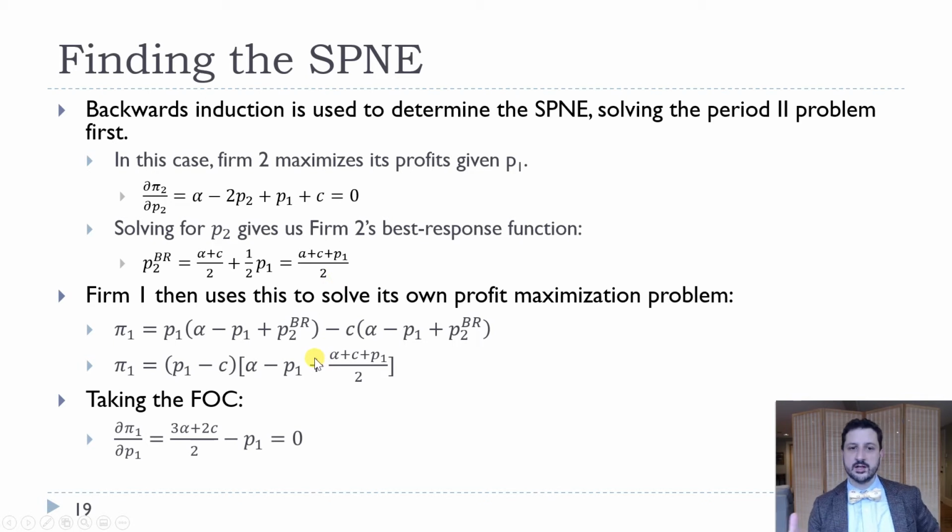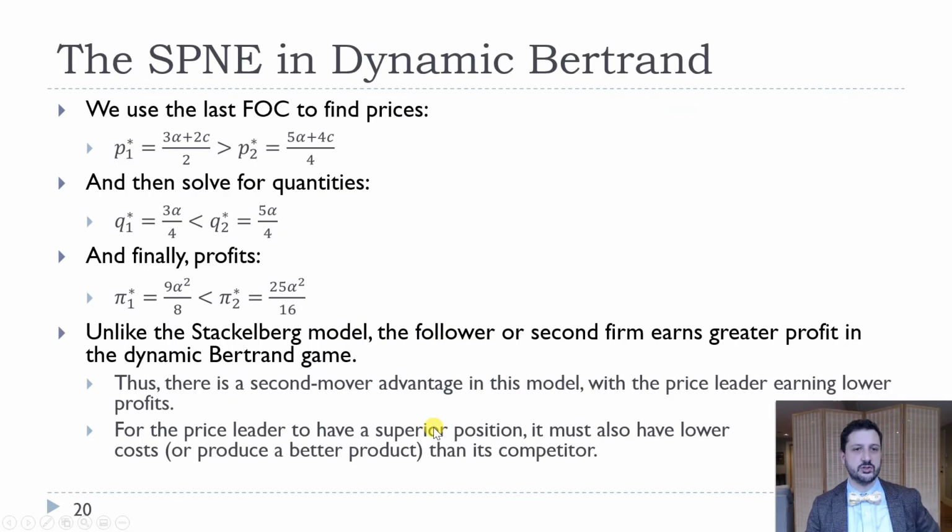And then firm 1 says, okay, I'm going to take that best response function from firm 2 and plug it into my own profit maximization problem. And here now is my profit maximization, where we just plug in alpha plus C plus P1 over 2 for P2, and then we have P1 minus C here. And then we take the first order conditions, and we get 3 alpha plus 2C over 2 minus P1 equals 0.